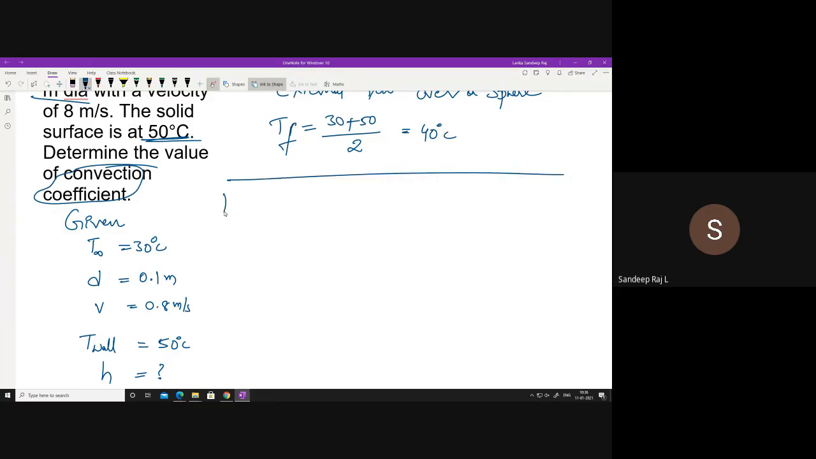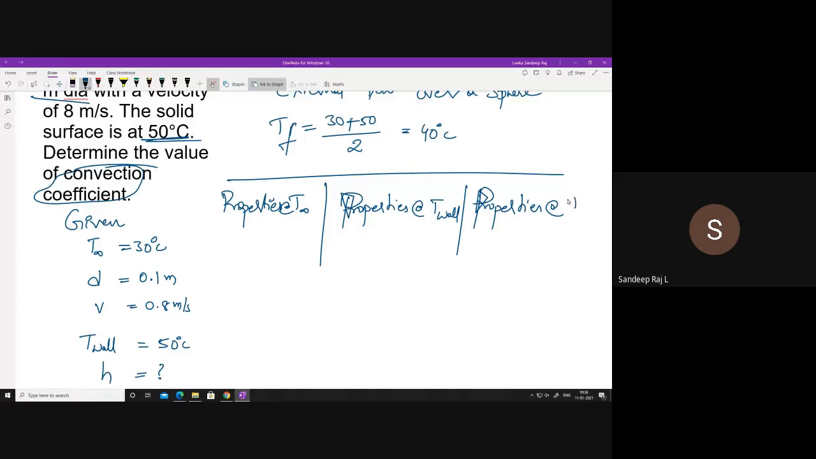So you may have to take the properties at T infinity, the properties at T wall, and also the properties at T film. Okay, so dedicate a space for this at the top right corner.